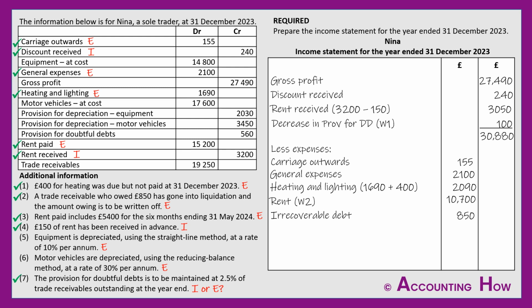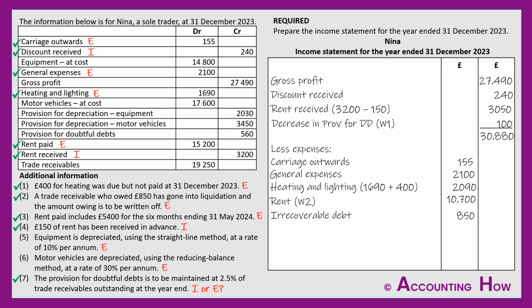That one is done. And so I'm left with items 5 and 6, which are the 2 depreciations. So let's have a look at the first one. Item 5 is the equipment depreciation. And they've told us the equipment is depreciated using the straight line method at a rate of 10% per annum. Straight line depreciation is based on the cost of the asset, the original cost, and it can be done using a formula or using a percentage. In this case, they've given me a percentage. So I've just got to simply write off another 10% of the cost of the equipment. And if I look towards the top of the trial balance, I can see they've given me there the equipment at cost was £14,800.